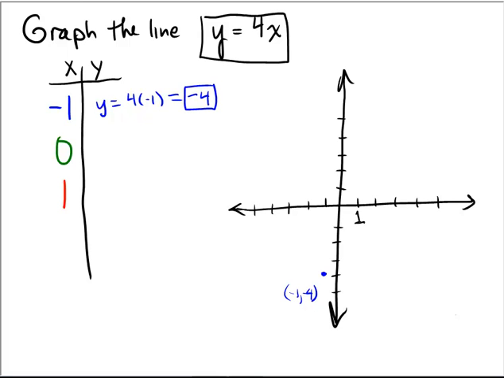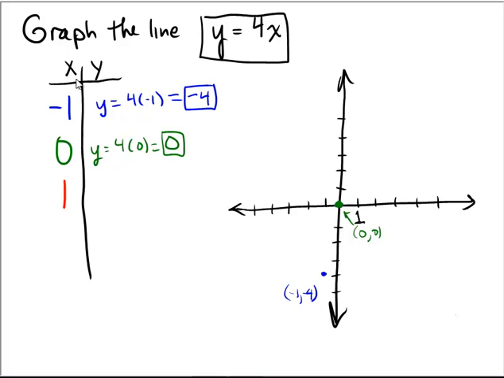Next, in green, I chose to use the number 0 for the input for x. So then, y is equal to 4 multiplied by 0, and 4 times 0 is just 0. So now we have a point that has an x-coordinate of 0 and a y-coordinate of 0, and that's located at the origin on the graph, 0, 0.